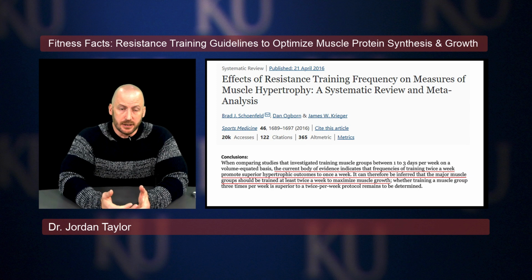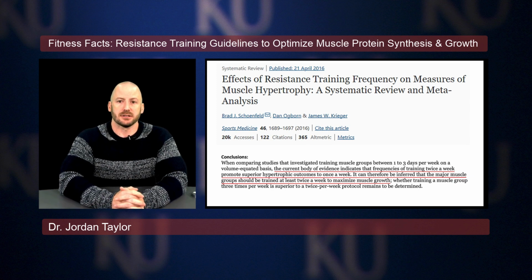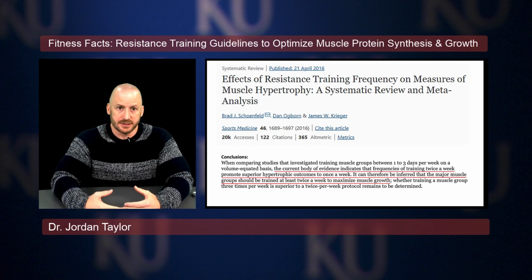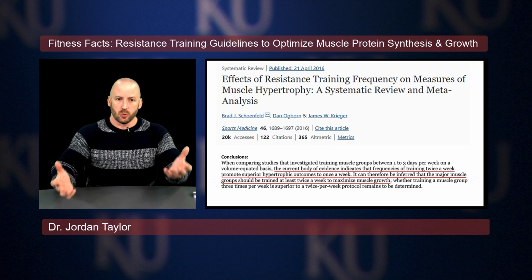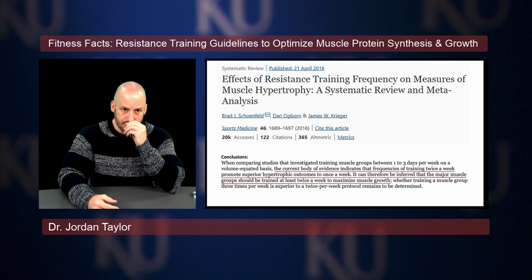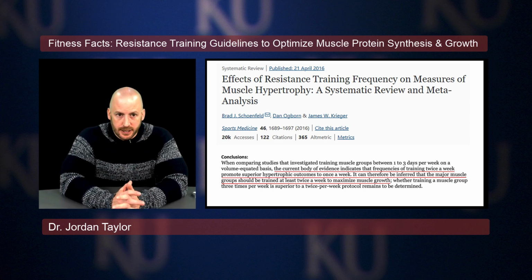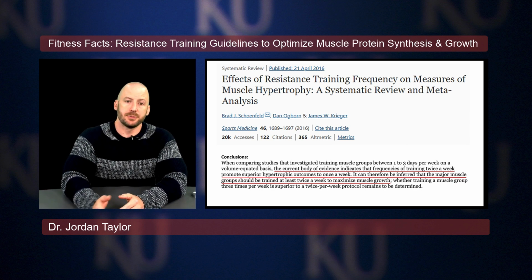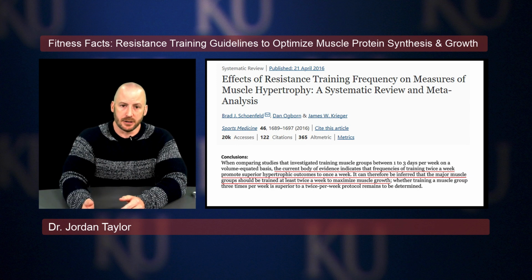All right, so this systematic review published in 2016 looked at the effects of resistance training frequency on measures of muscle hypertrophy. There's also a meta-analysis, so they ran statistics on multiple studies in this area to kind of determine the overall weight and come up with a conclusion here by looking at all these different studies. So underlined in red there, the conclusion, the current body of evidence indicates that frequencies of training twice a week promote superior hypertrophic outcomes compared to once a week.